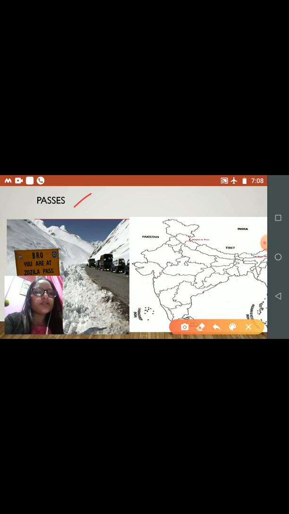We have lots of places like Zojila, you can see the Zojila Pass. The word La means pass in Tibetan. It connects Srinagar to Leh. Here in the map you can also see the Shipki La Pass. Then we have the Bomdila Pass. In Sikkim we have the Nathula Pass, that connects Tibet to Sikkim. Then Bomdila connects Arunachal Pradesh to Bhutan. Then Zojila connects Srinagar to Leh Ladakh.